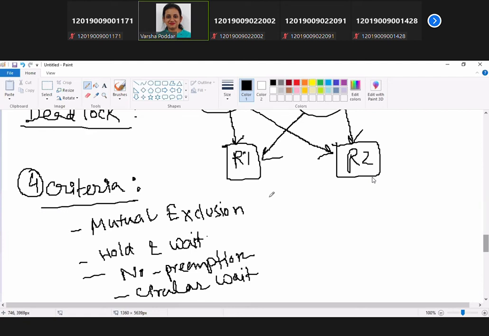If you don't have mutual exclusion, then you can have deadlock. Once I am sharing with someone, then only can I have deadlock, right?